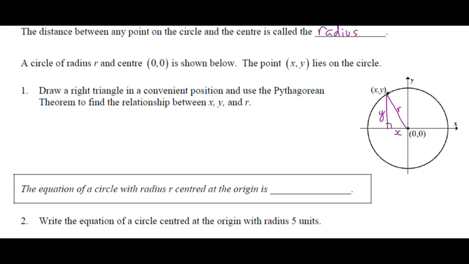Yeah, x squared plus y squared equals r squared, right? So we have a right angled triangle. So the Pythagorean theorem says x squared plus y squared equals r squared. The equation of a circle with radius r centered at the origin is just that. It's x squared plus y squared is equal to r squared.